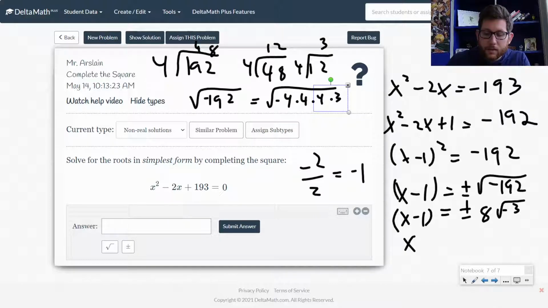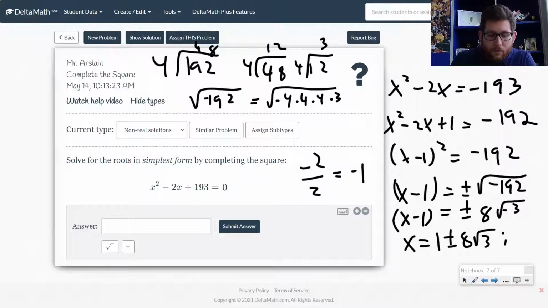So let's go ahead and solve this. I get x, let's add 1 to both sides, is equal to 1 plus or minus 8. And then root negative 3, we'll say is root 3i. Okay, so we're going to put the i at the end here, but it's 8 root 3 i. So do be on the lookout. One of the things that makes this a little bit tricky is you do need to be able to reduce your radicals. So let's go ahead and check and see if we got this correct or not.